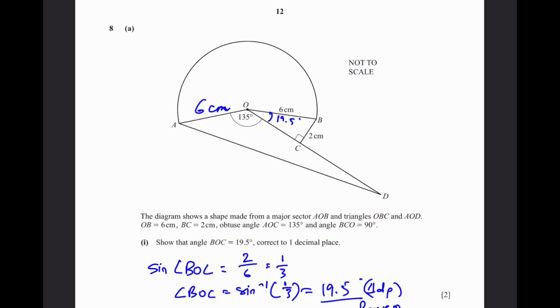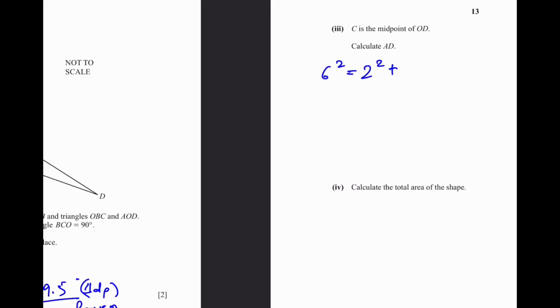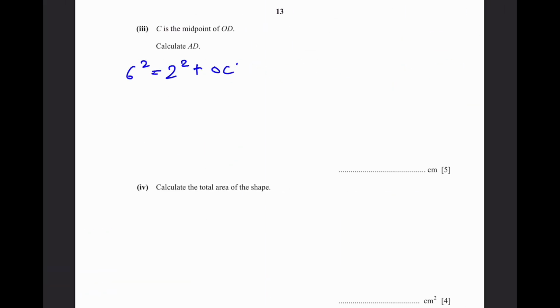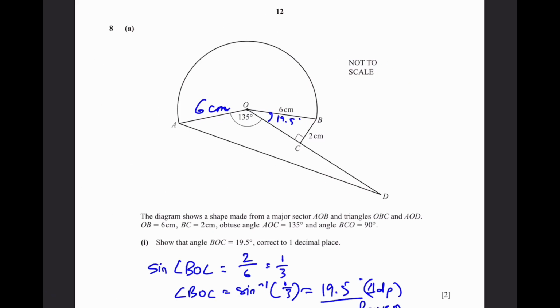Now let's just carry out the calculations. So using Pythagoras' theorem, a squared plus b squared is c squared. So 6 squared is equal to 2 squared plus OC squared. And therefore, OC is going to be the square root of 6 squared minus 2 squared, which is the square root of 32. Let's just leave it like this for now. So now we have found OC, and since C is the midpoint of OD, we can find OD.